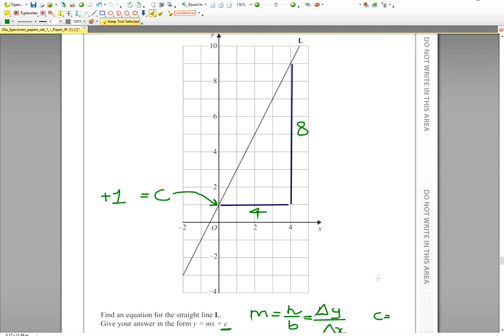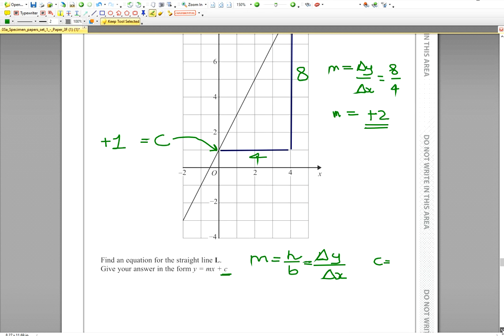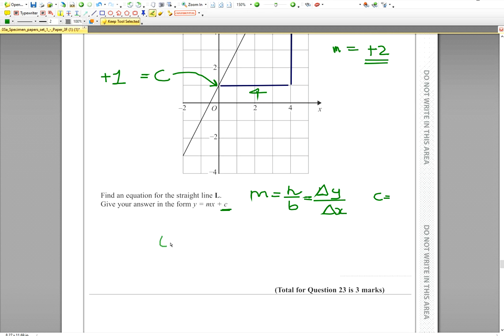So the gradient we said is the change in the y value divided by the change in the x value. So y has gone up by 8 and the x has gone across by 4. So the m value is equal to plus 2 because it's going uphill. It's a positive gradient. So the gradient is plus 2. So we say y is equal to 2x plus 1.